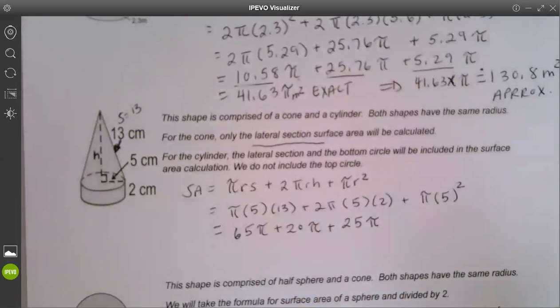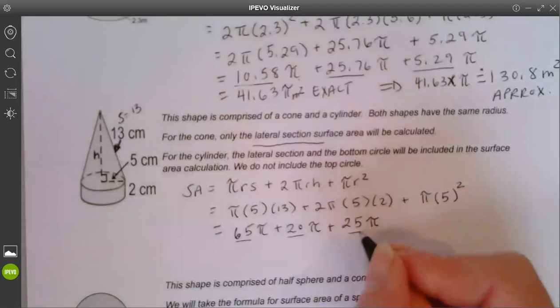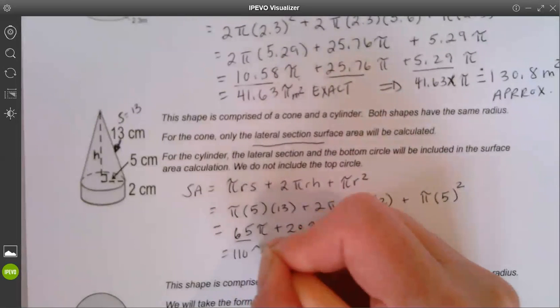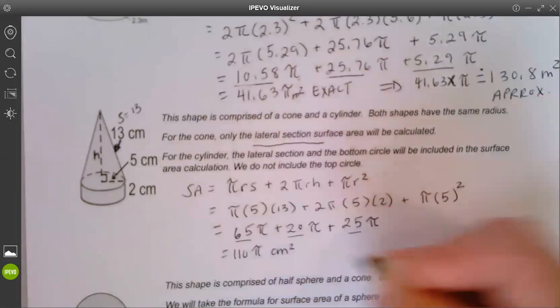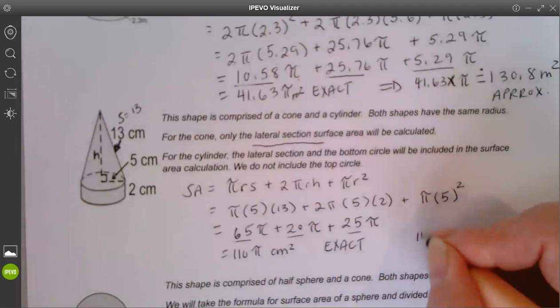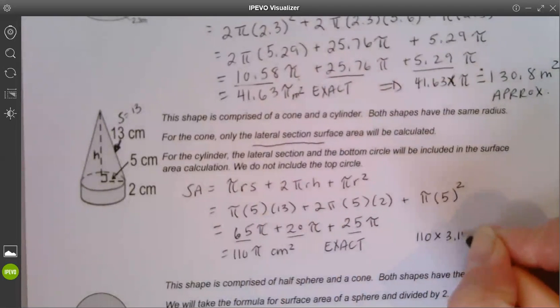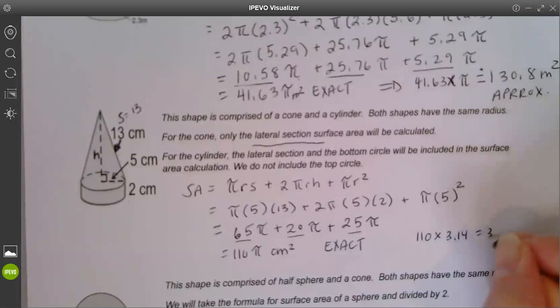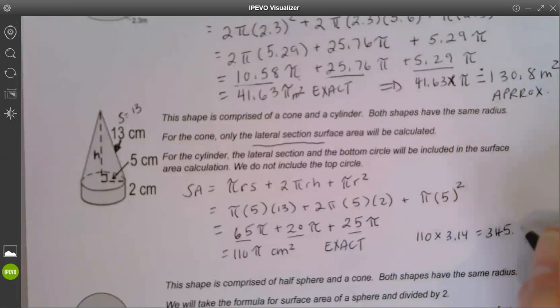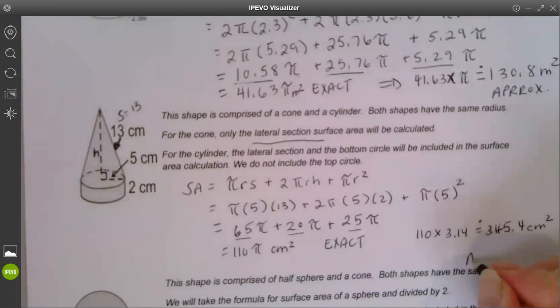So again, I'm going to work with the numeric coefficients, and I'm going to add those together. So 65 plus 20 plus 25 gives us 110 pi. And that would be centimeters squared. This is an exact answer for our surface area. But if I take 110 and multiply that by 3.14, that will give us 345.4 centimeters squared, and that is now an approximation.